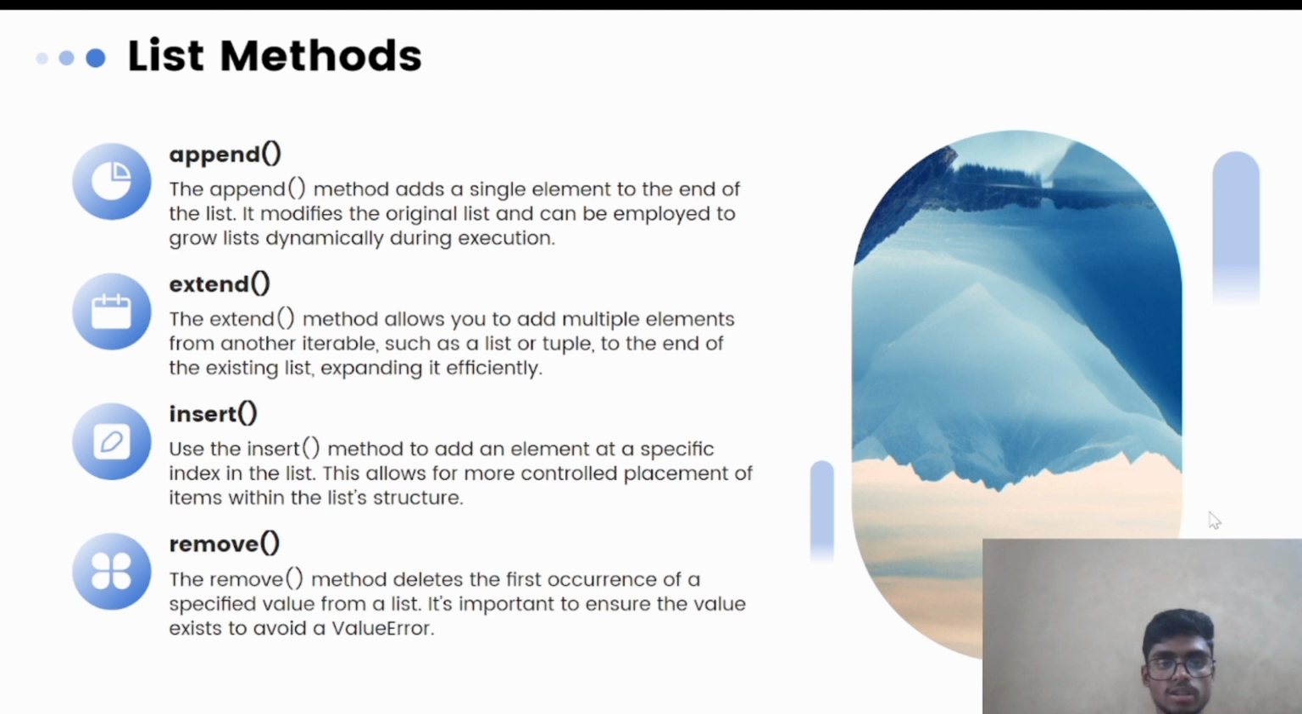Remove. The remove method deletes the first occurrence of a specified value from the list. It's important to ensure the value exists to avoid a ValueError.